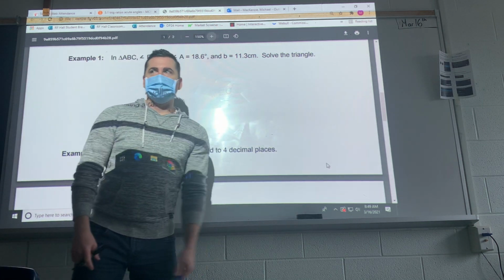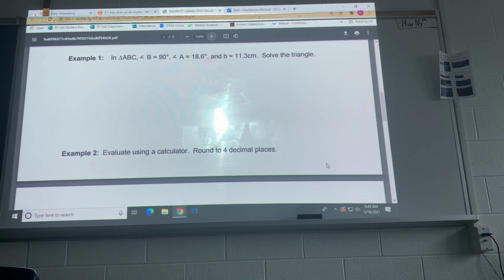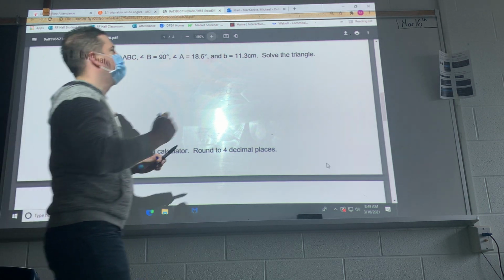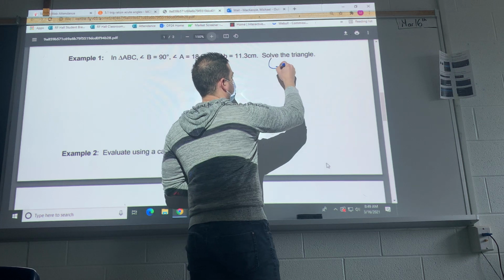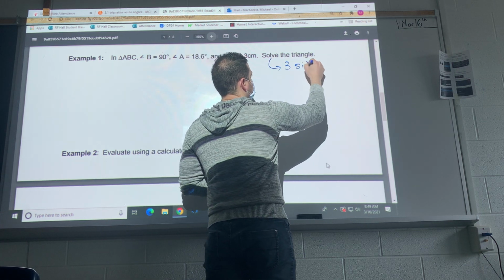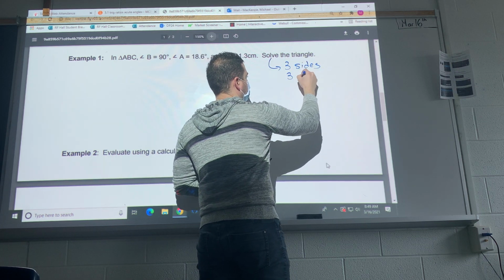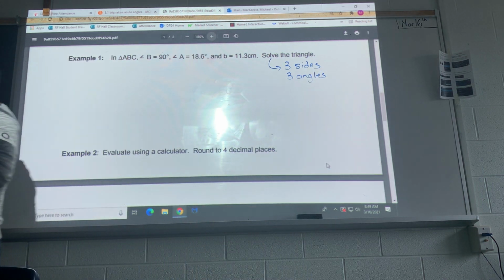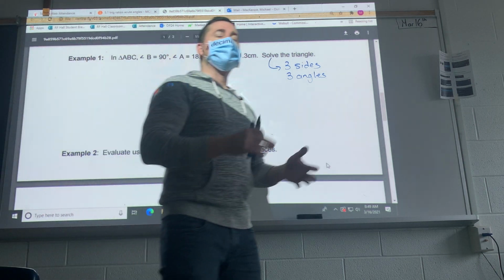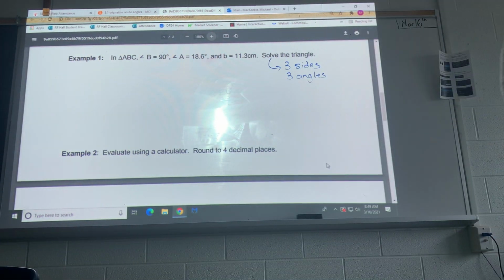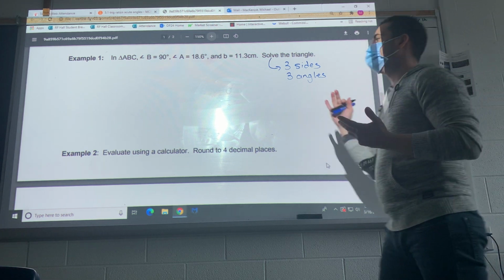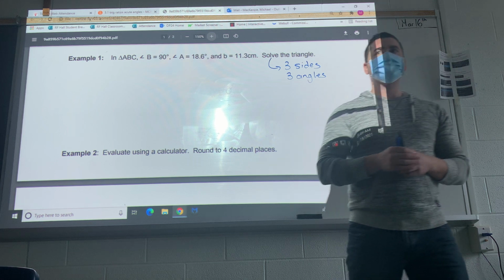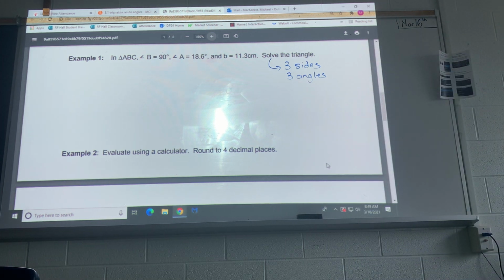Okay, solve the triangle. When it says to solve the triangle, we want all three sides and all three angles. So it says solve the triangle. Sometimes we'll just say solve for one side or solve for one angle. But if it says solve the triangle, we want to find all the angles and all the sides. Okay, so this one's going to take a bit of work. All the angles and all the sides.